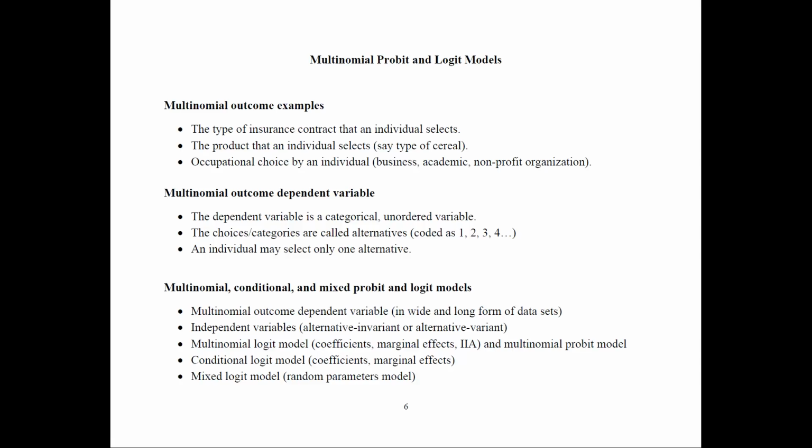And then we will talk about the multinomial Logit model, including the coefficients, marginal effects, and IIA property, and the multinomial Probit model. And then we will talk about the conditional Logit model and the mixed Logit model, or the random parameters models. So these are all types of multinomial Probit and Logit models.